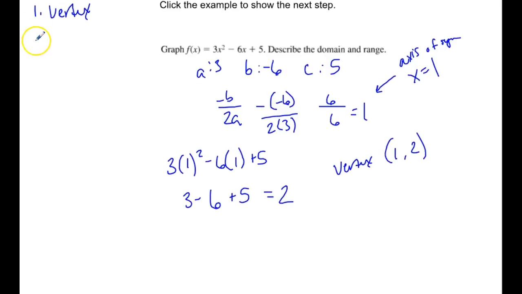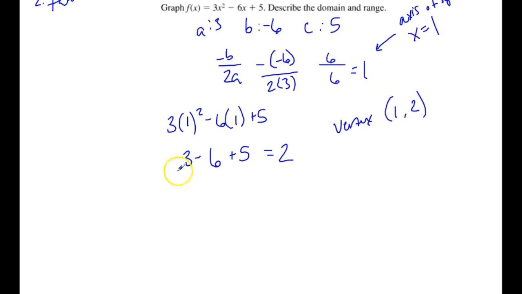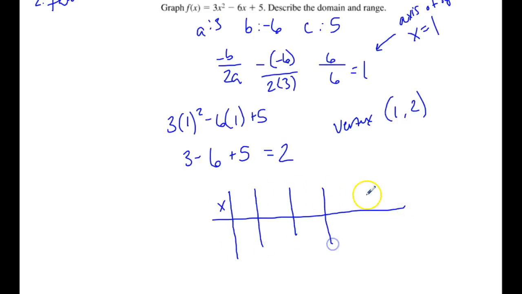Now, just like we did before, I make a table of values. But the cool thing here is I now use my vertex to help me with my table of values. I always find 5 values. In our previous examples, we always used 0 as our middle one, and then a couple to the right and a couple to the left. Well, now we're going to use our vertex as the middle term. So I'm going to have 1, then I'm going to look at 2 and 3, then I'm going to look at 0 and negative 1.